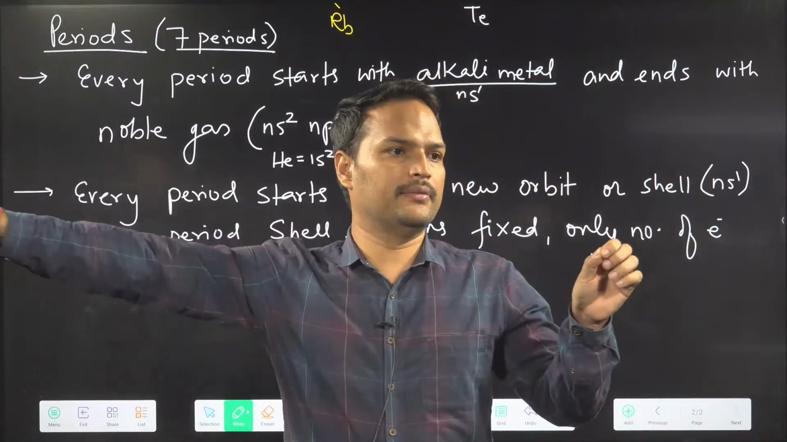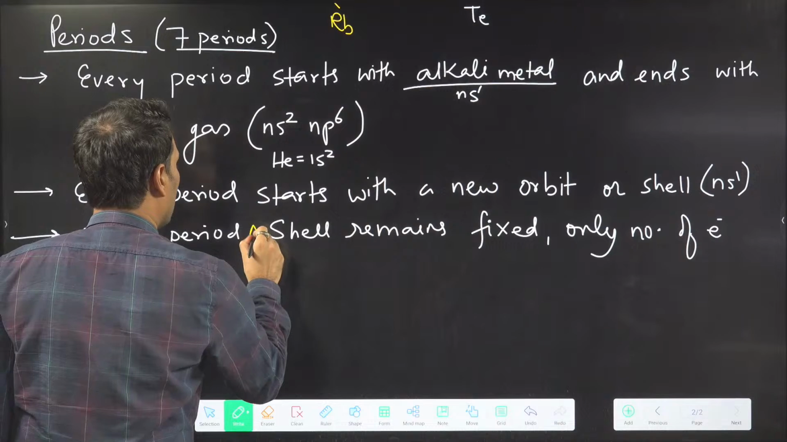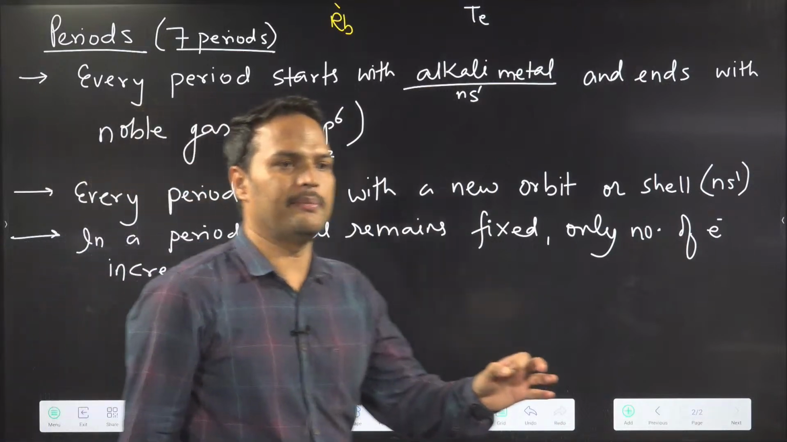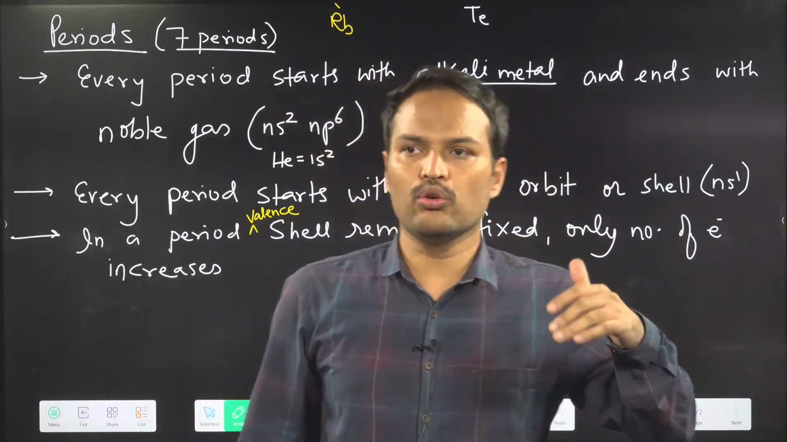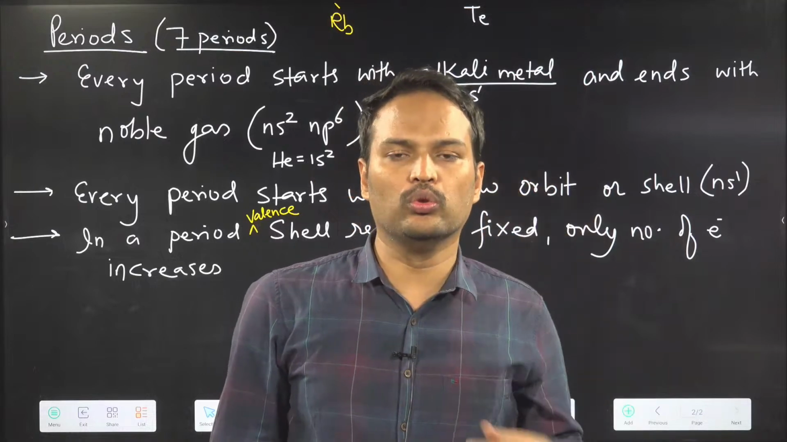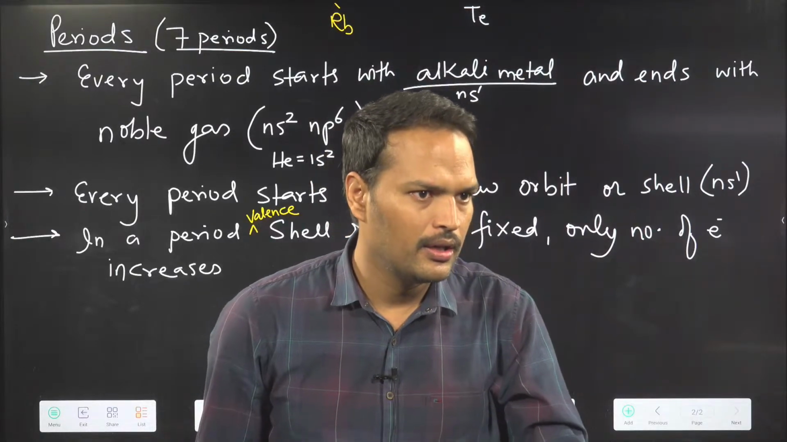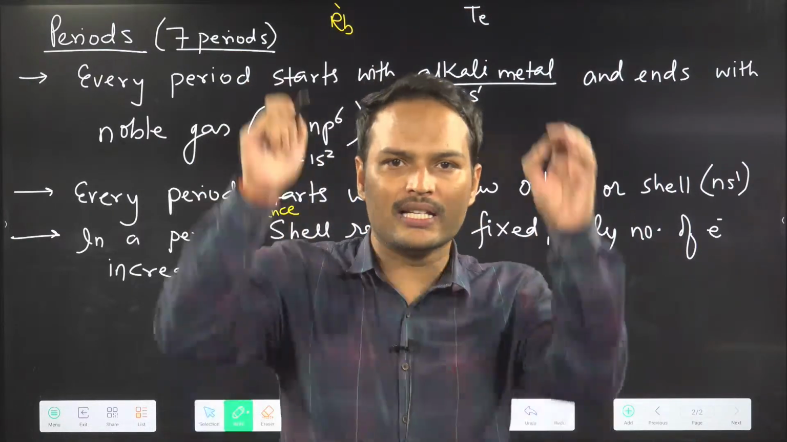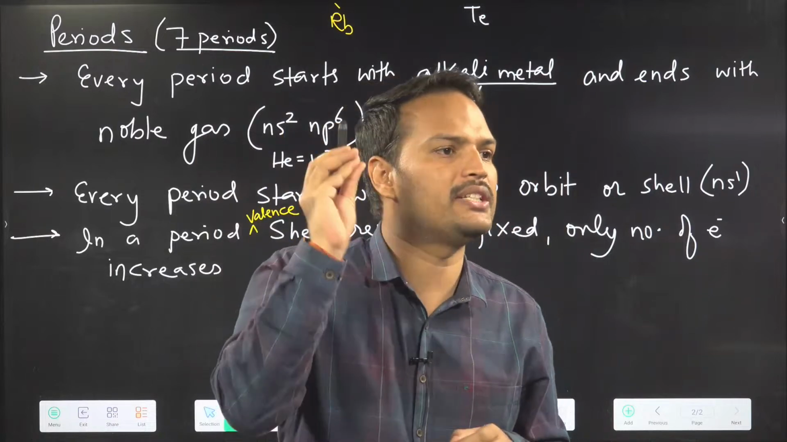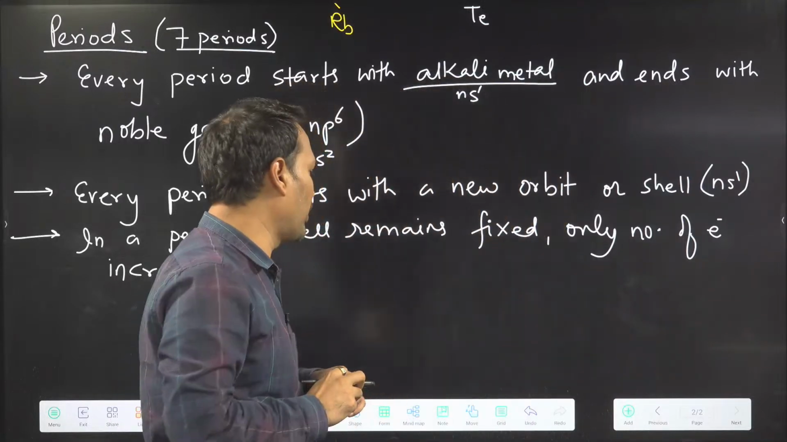In the whole period, the valence shell, you can add here the word valence shell, remains fixed. You just keep on putting electrons: 4p1, 4p2, 4p3, 4p5, 4p6. So the valence shell of the fourth period is fixed. You are just putting one electron each time. Clear with this point to everyone?